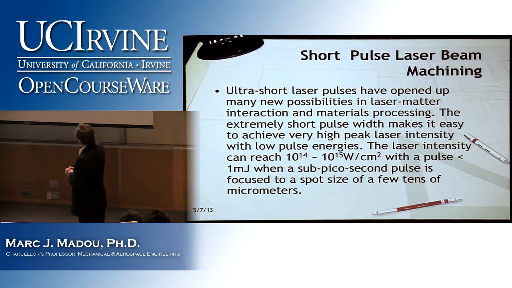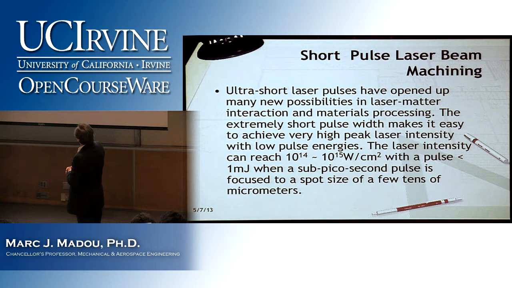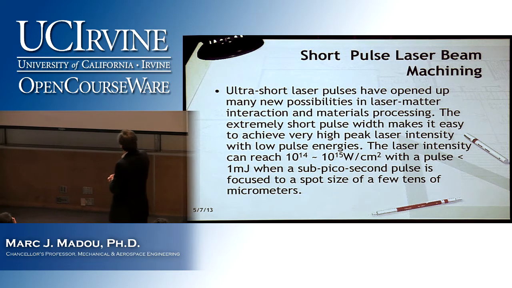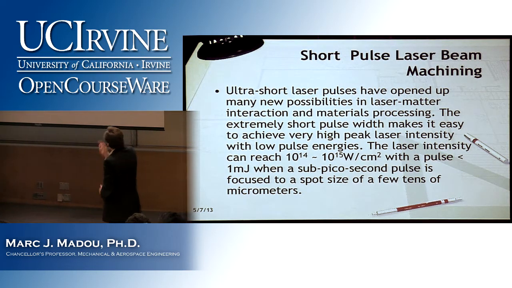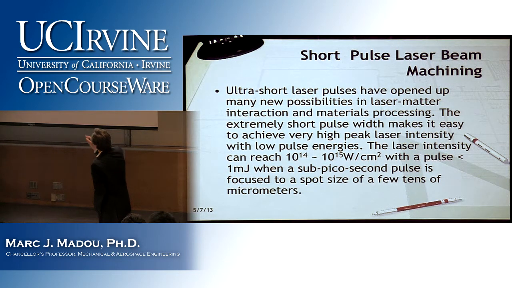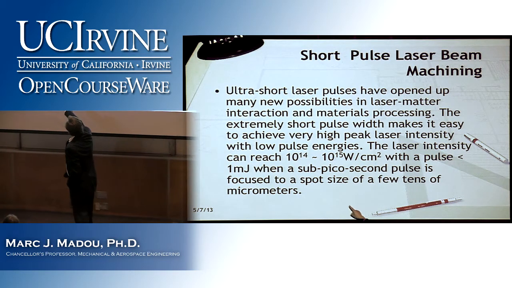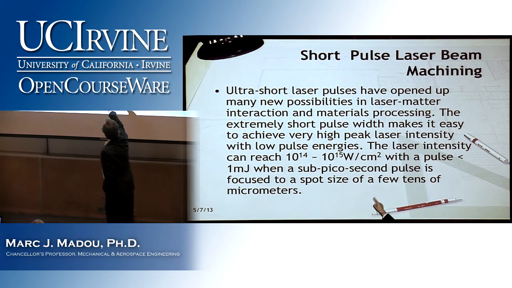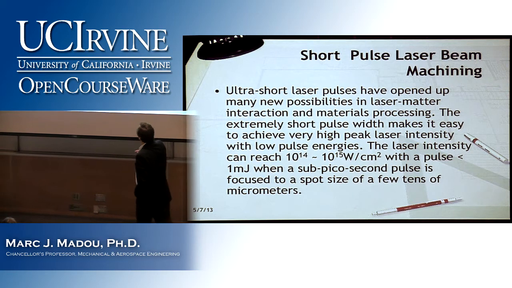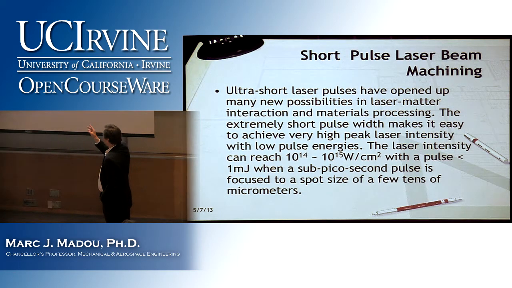So, you know, that speaks to new possibilities in laser matter interaction and materials processing. Now, what is really happening here? These extremely short pulse widths make it easy to achieve very high peak laser intensity. Now look at that. The laser intensity can be 10^14, 10^15 watts per centimeter squared, with a pulse of less than 1 millijoule.